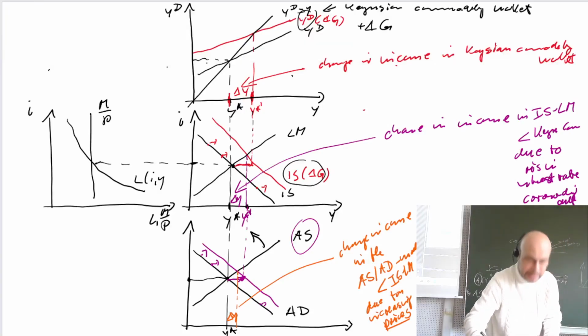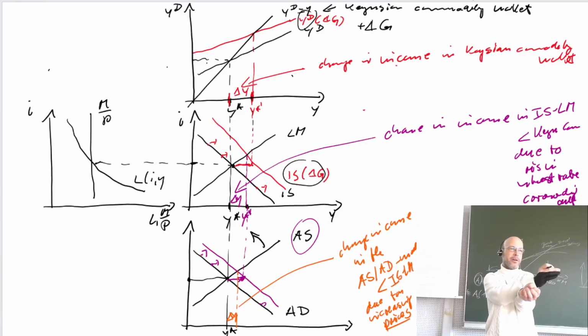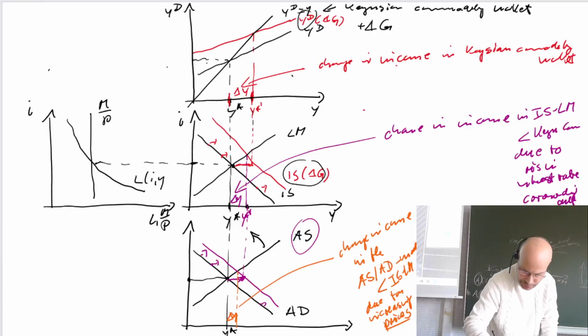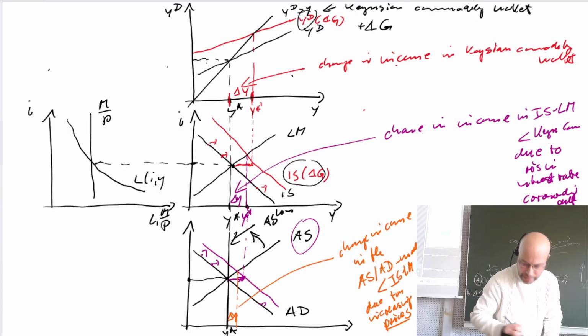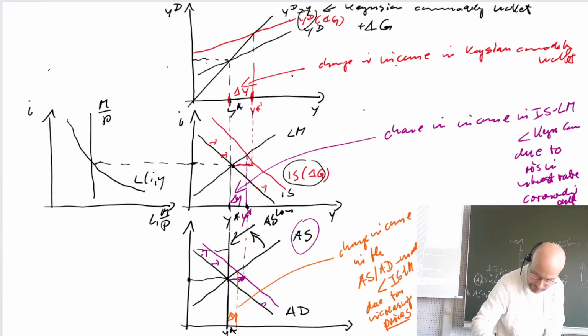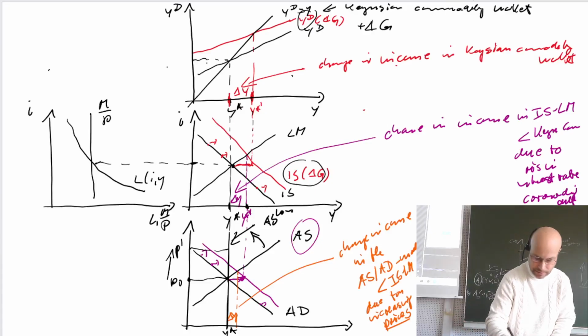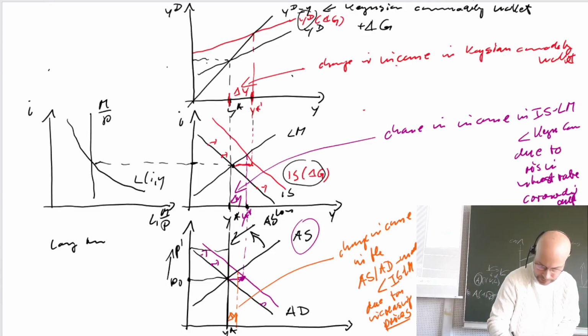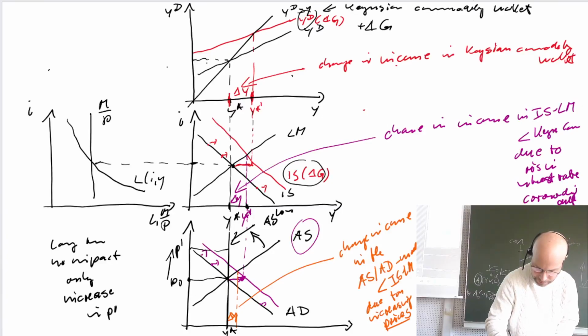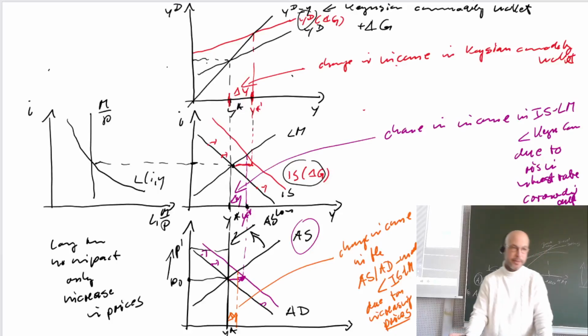Well, neoclassical theory then means that the AS curve will be a straight line in a vertical position, and this one would be the long-term AS curve, and then we would have just P0 up to P prime. Maybe we would have no impact in the long run, only an increase in prices.